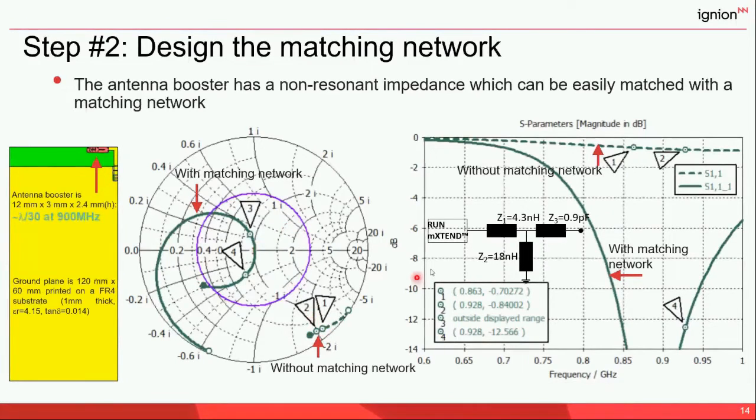But with the addition of a matching network, in this case a very simple one, we can change the impedance to be very close to the center, and then we can get a very good S11 response and good efficiency. So you can see that we have a lot of flexibility, because at the end we can freely choose the frequency we want to operate by designing the proper matching network, from single band to multi-band.